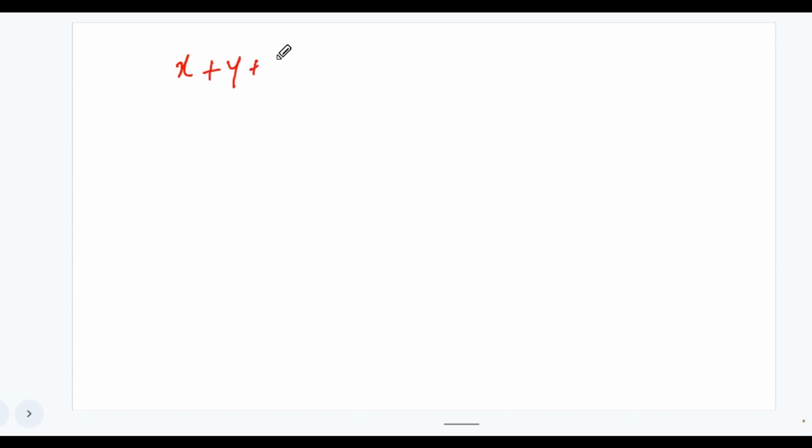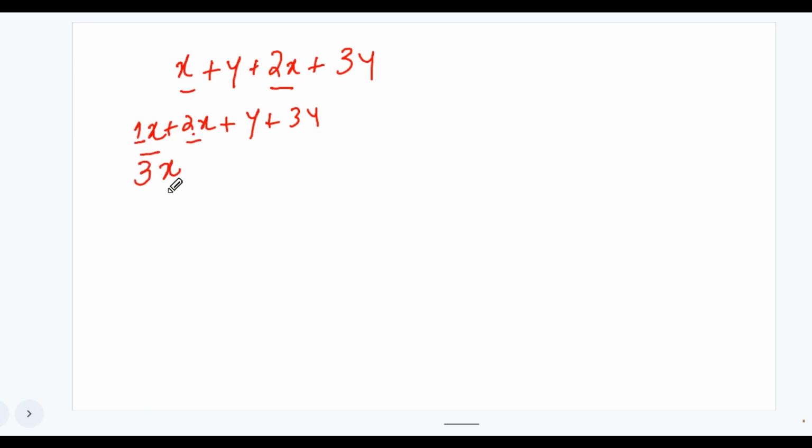I have x plus y plus 2x plus 3y. What do we need to do? We need to collect the terms, that is x plus 2x, then the y terms, and we can add their coefficients, that is 1 plus 2 will give me 3x. You know that the variable is not going to change, as we have already done. So this is going to give me 4y. Okay, so this was your quick recap.